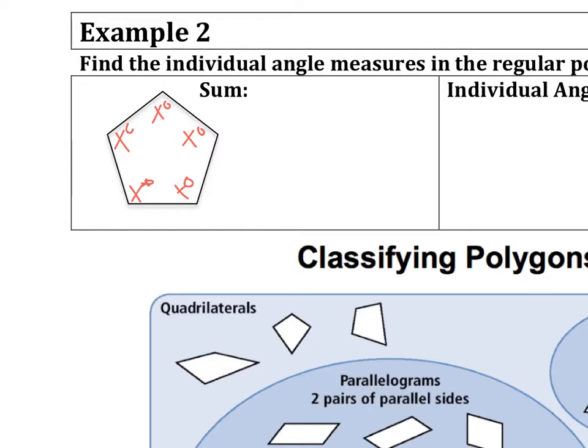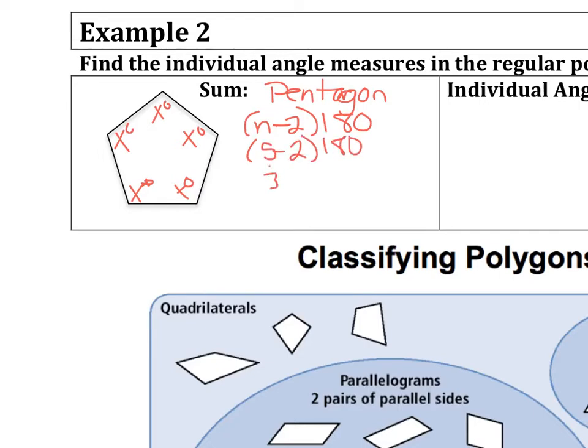Then I would want to find the sum. So for this 5-sided figure, it is a pentagon. I use my angle sum formula, and I do n minus 2 times 180. So I would take my parentheses around the n minus 2, just like we did in the last example, and I would substitute in 5 for the number of sides, and then I would have 3 times 180, which gives me 540 degrees.